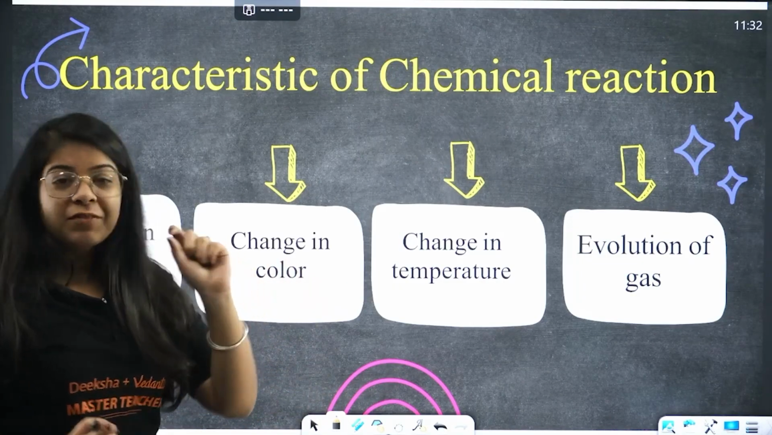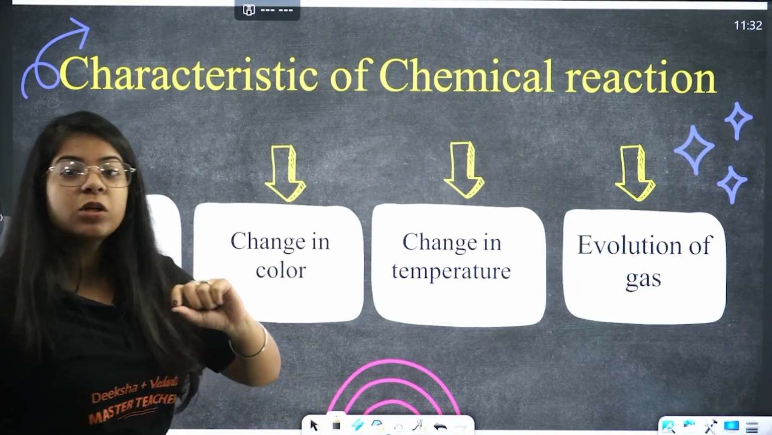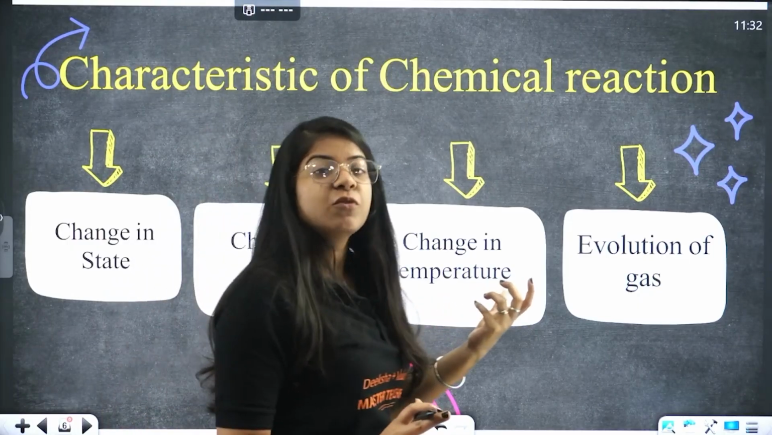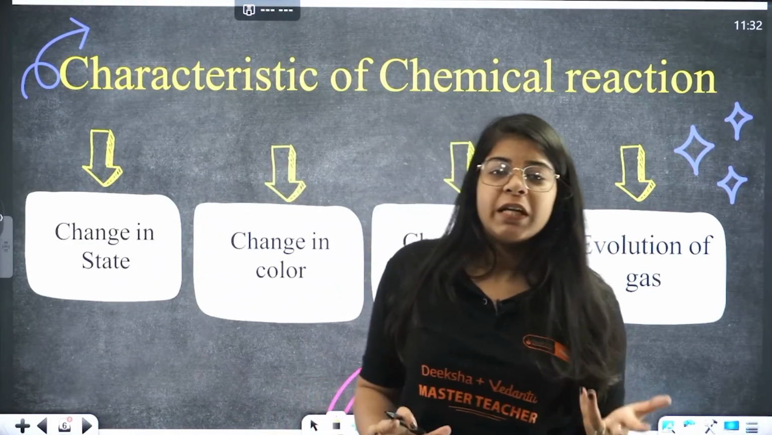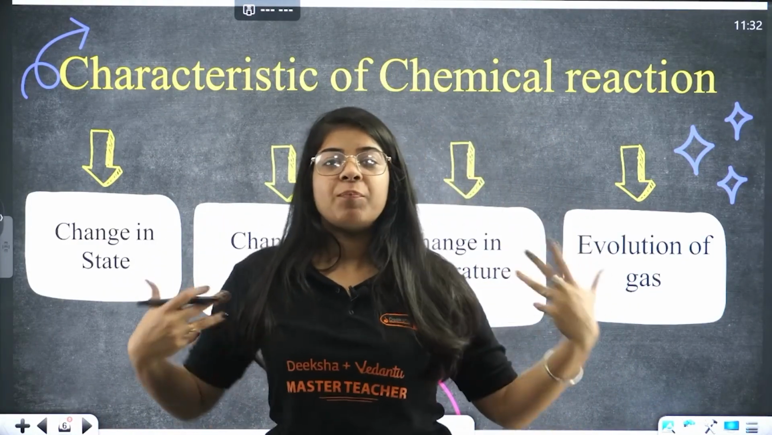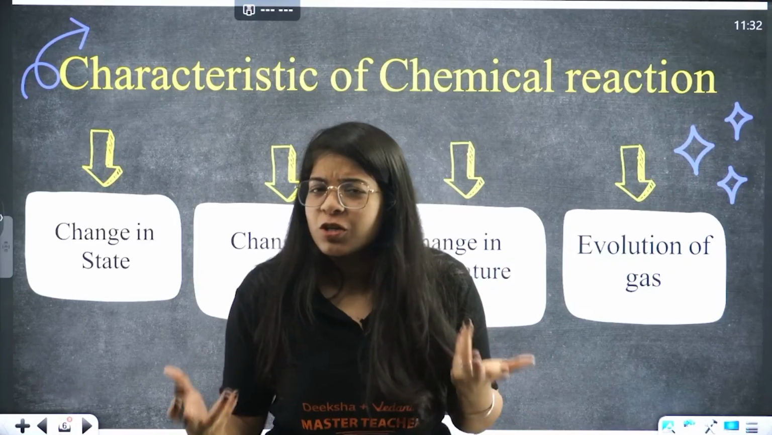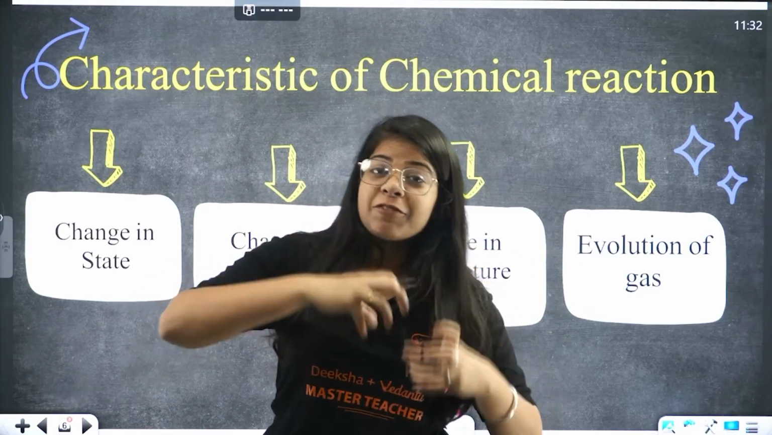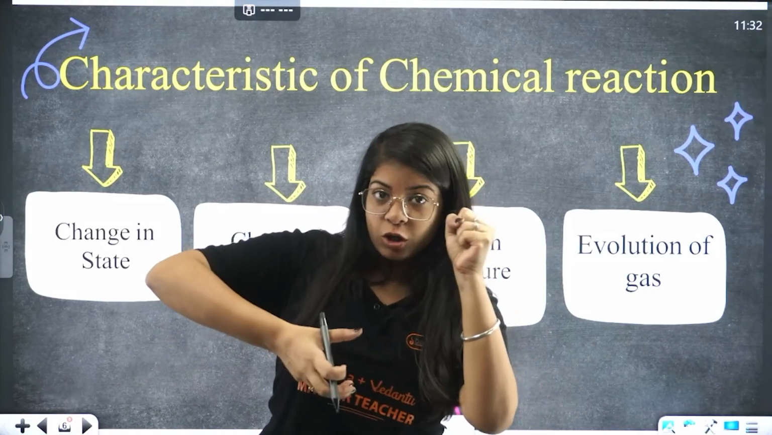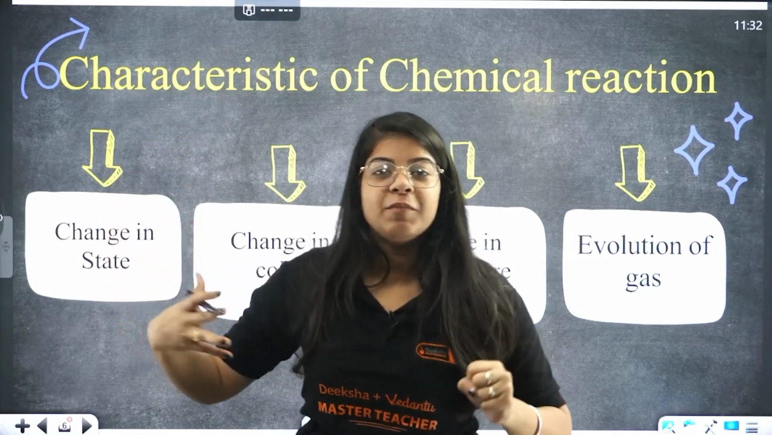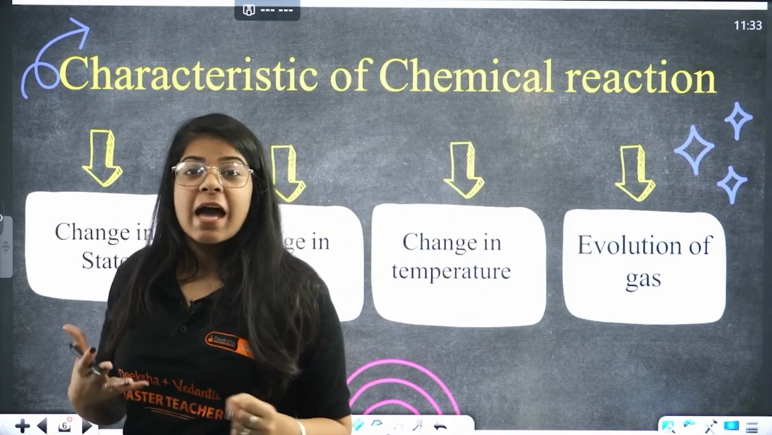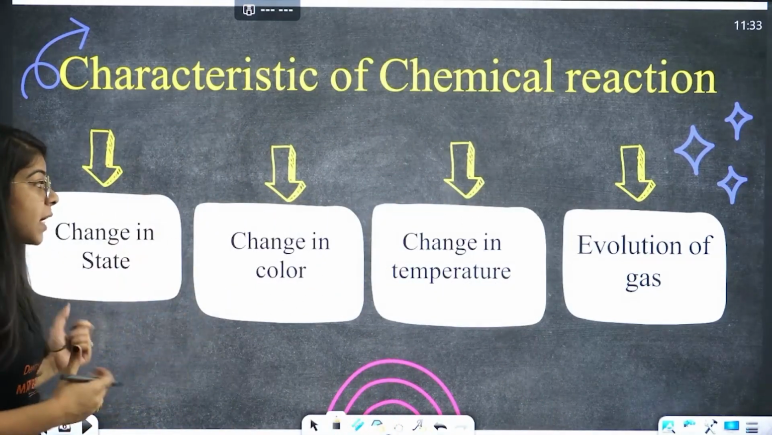Okay, you have naphthalene balls. You know about naphthalene balls. If you keep them in the environment for so long, let's say 10-15 days, you see they will evaporate. We'll call that sublimation. You must have studied it, right? So the naphthalene balls changed from a solid ball to a gas. That means change of state is happening. So change of state can happen.